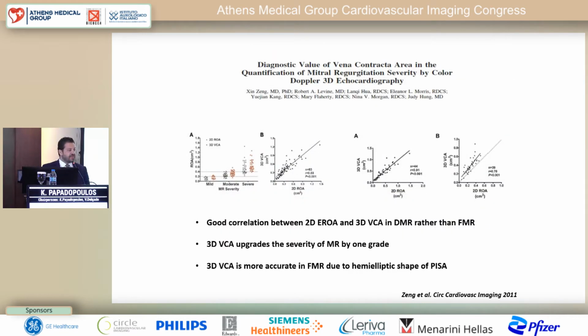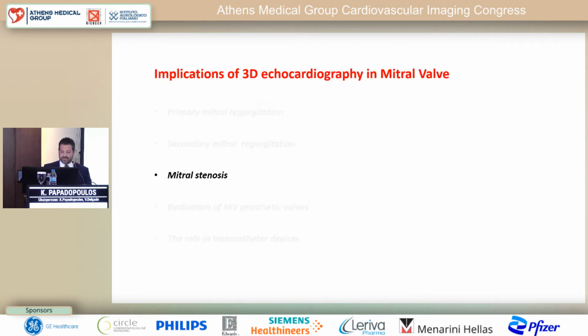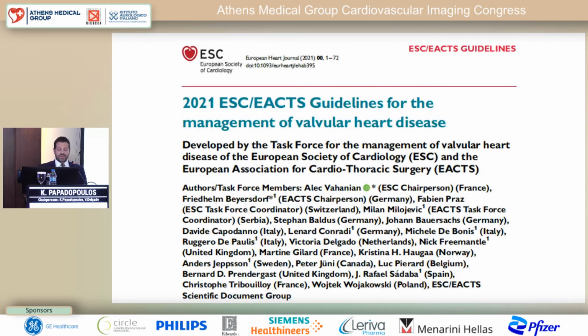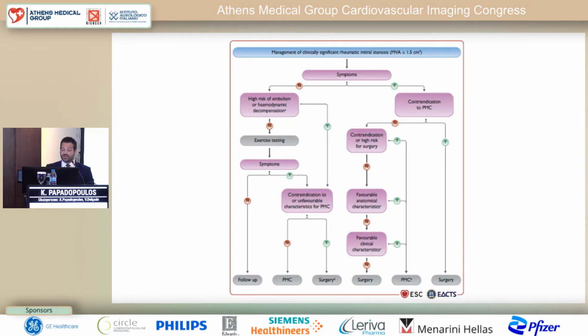And from this paper, we know that in DMR, we have a strong correlation between the 2D ERO and the vena contracta area, while in FMR, if we use vena contracta area, then we upgrade the severity of MR by 1 grade. In mitral stenosis, 3D echo is also very useful.